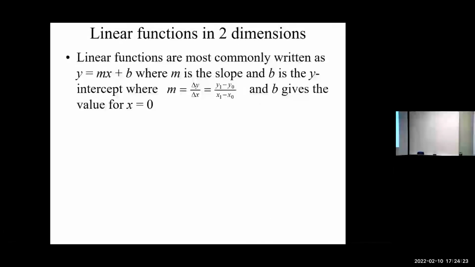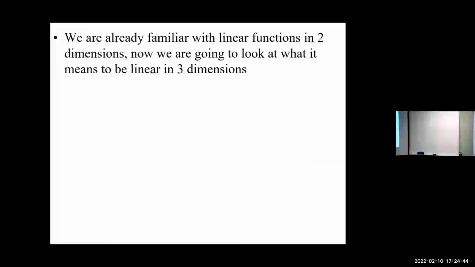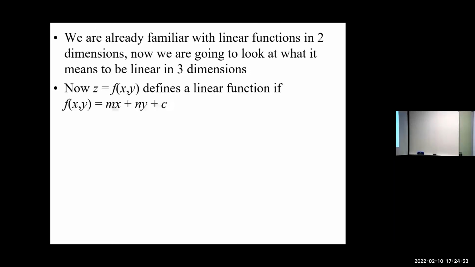Okay, changing gears a little bit. Linear functions, this is old stuff. In 2D, we've got a slope, change in y over change in x, right? And b gives the y-intercept, and we get the graph of a straight line. So now we need to expand this into 3D. Well, we talked about this a little bit before. Something that makes a line in 2D makes a plane in 3D.